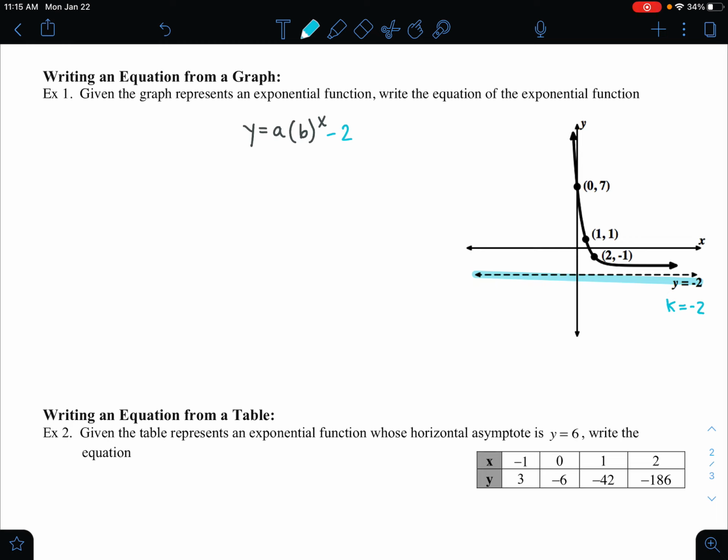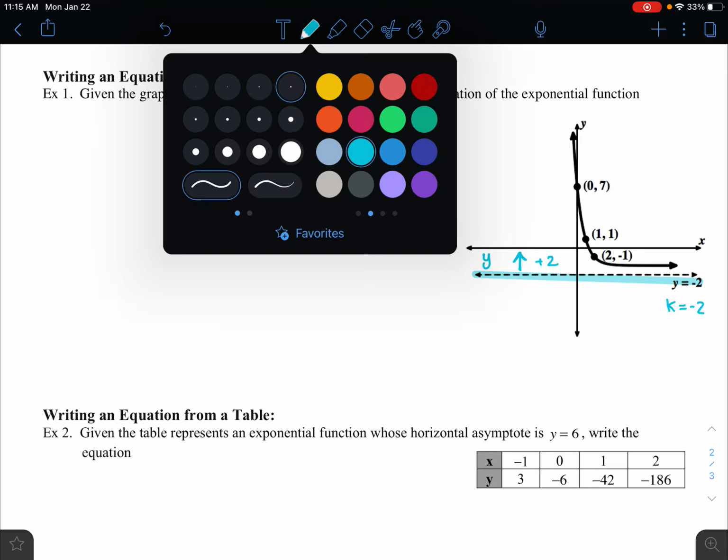Now we have to figure out what the base of the exponential is, but we can't do that unless we shift our points. So you can't find the base of your exponential unless the horizontal asymptote is 0. So what number plus -2 gets us to 0? Well, we're going to shift it up 2. So we're going to add 2 to our y's.